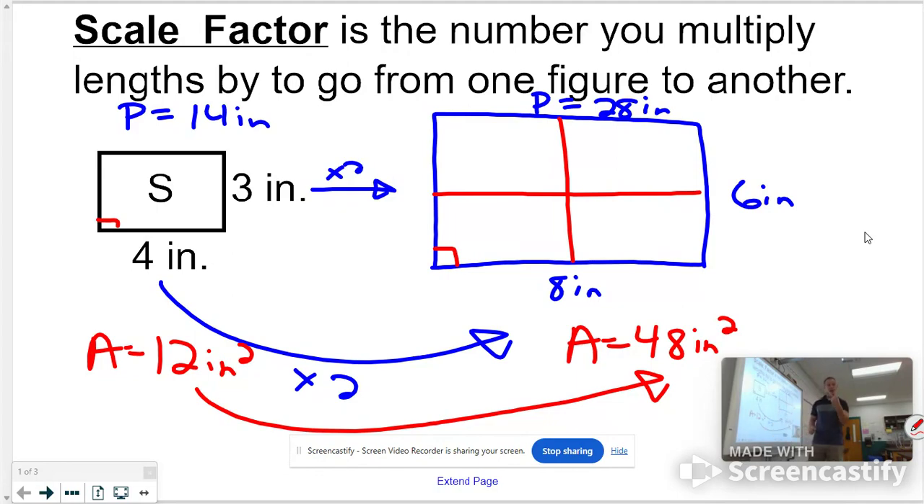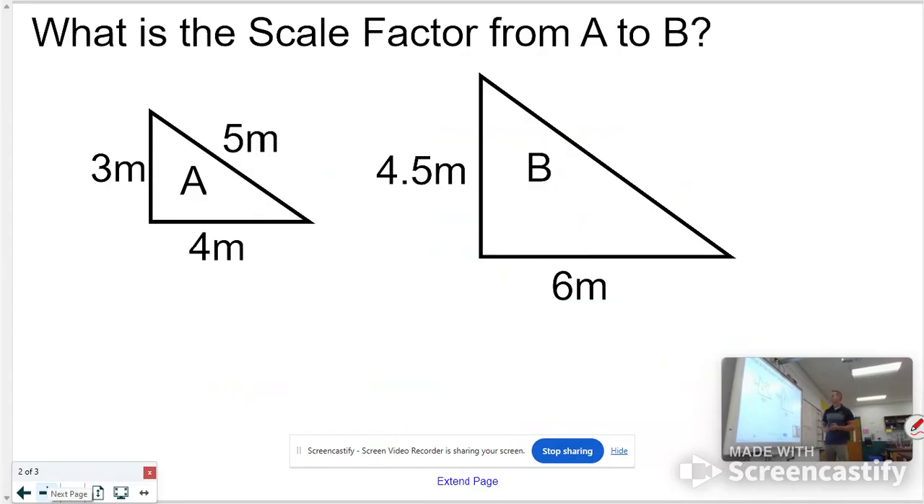So if the scale factor was 2, perimeter is twice as big, side lengths are twice as big, but the area is going to be 2 times 2, or that scale factor squared times bigger. So we're going to look at another example here with triangles A and B, and it asks for the scale factor from triangle A to triangle B.